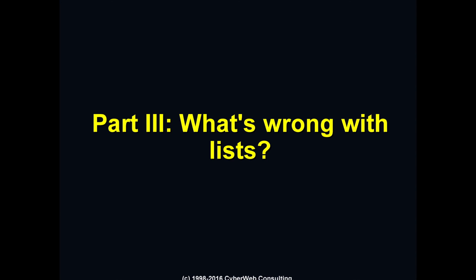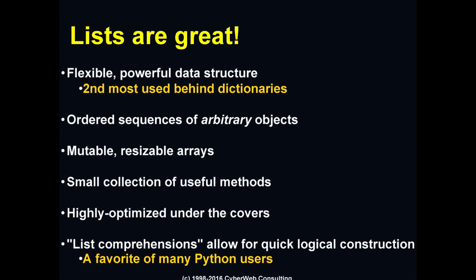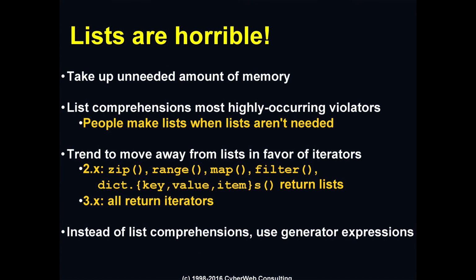Part 3, what is wrong with lists? They're a really flexible, powerful data structure. They're mutable, they're resizable, they're awesome. And if you took a poll of Python users and asked them what's their favorite language feature, they'll probably say it's list comprehensions. Lists are a great thing, right? Lists are horrible.